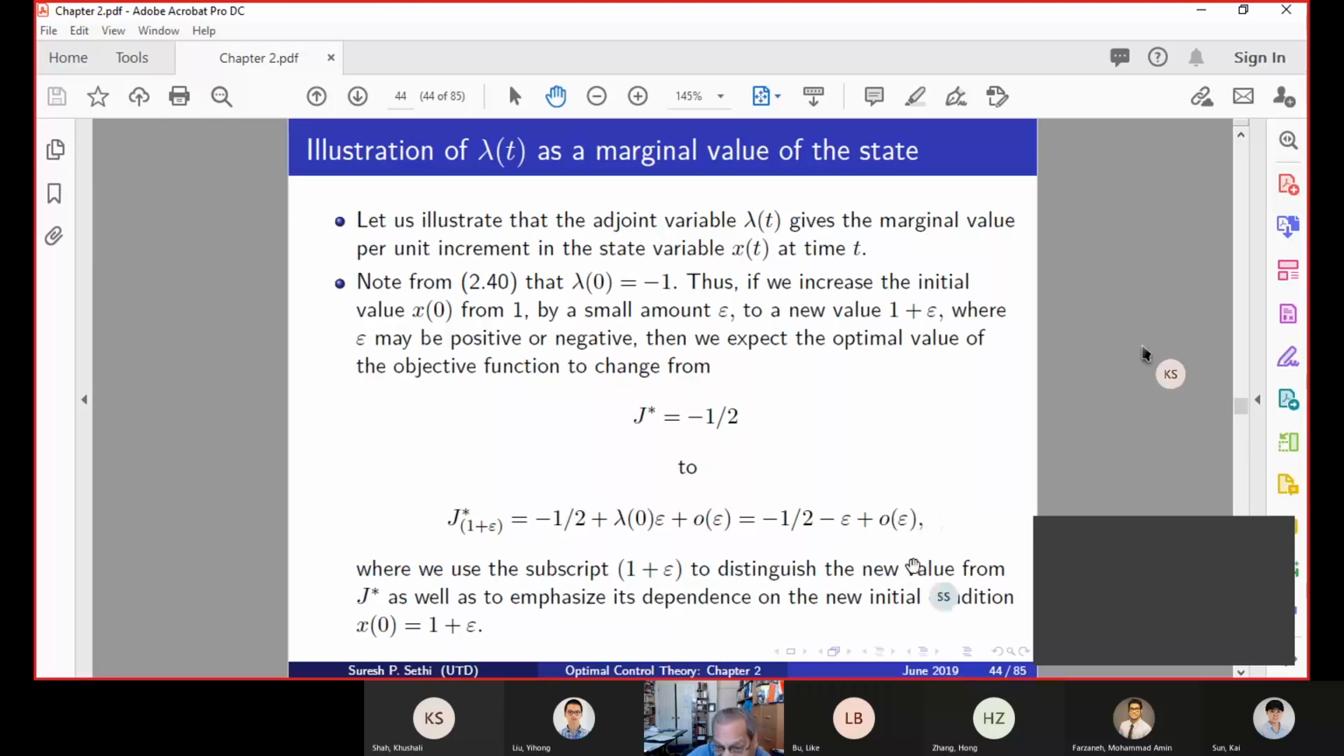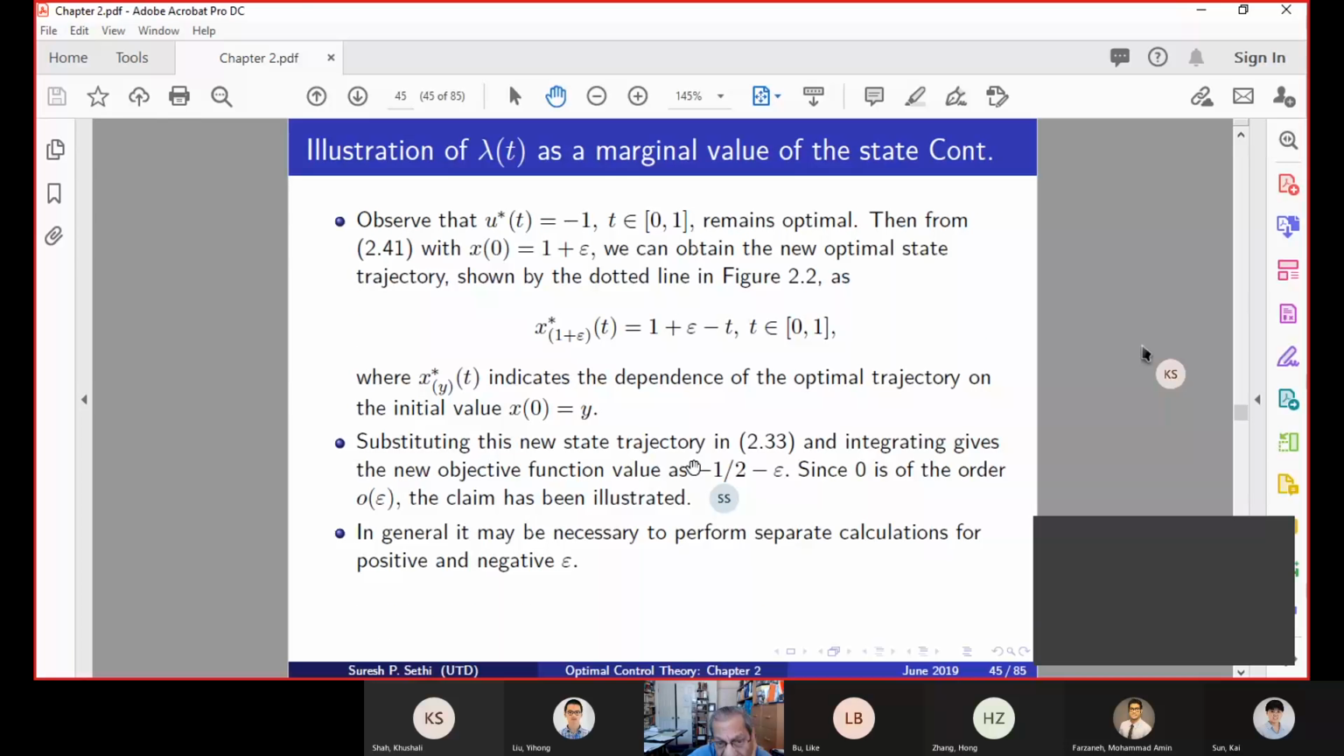So in fact, that little o term is exactly 0 in this case. So you can see that this value of lambda 0 works for us. We have a meaning of lambda 0 exactly by this meaning here. We were able to estimate the new value of the optimal control. And the new trajectory is this, because obviously u star is minus 1. So this control remains optimal, and the new trajectory is 1 plus epsilon minus t, which is given by the dotted line. I write this as x star or yt, where y is the initial condition. Its value is minus half minus epsilon, so everything works.